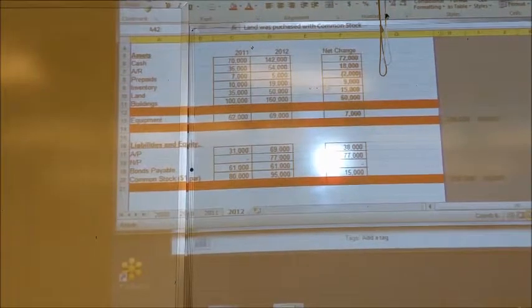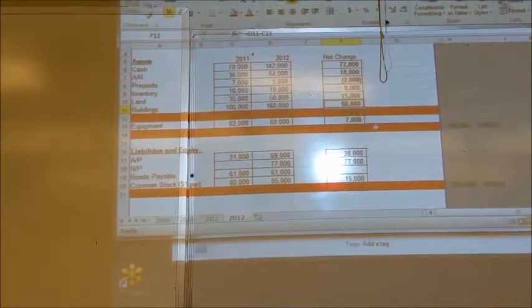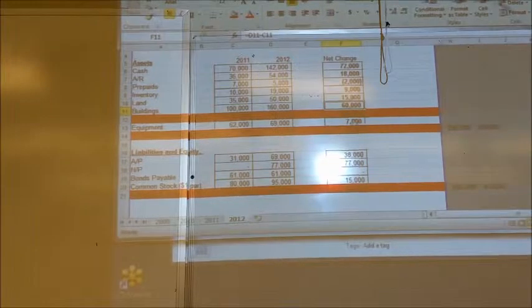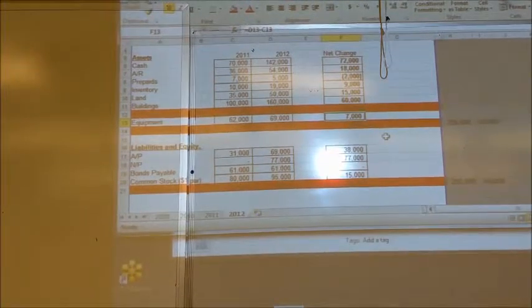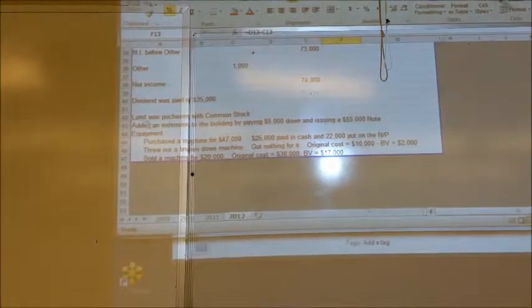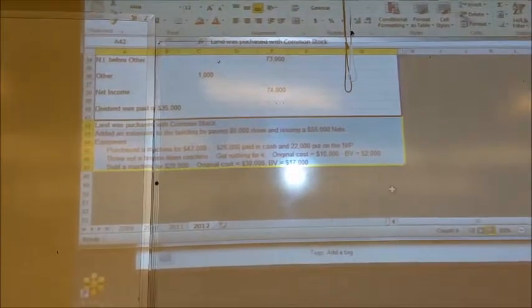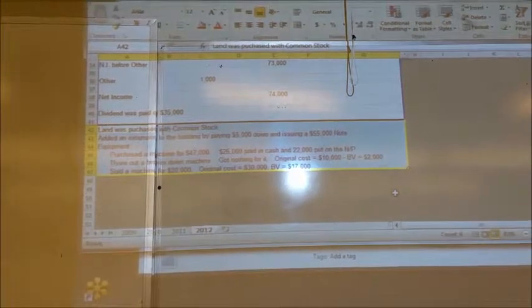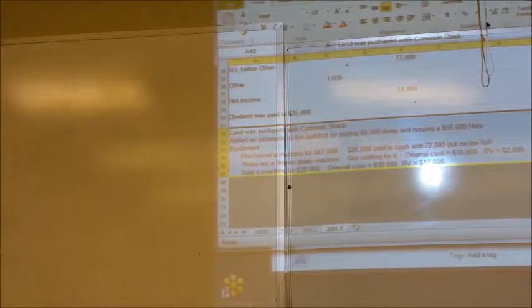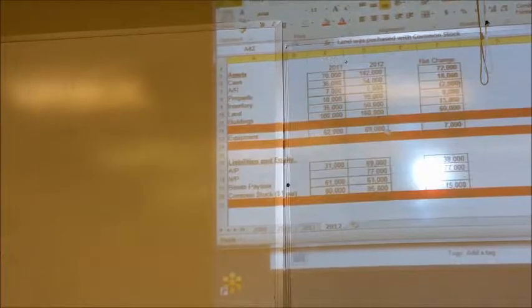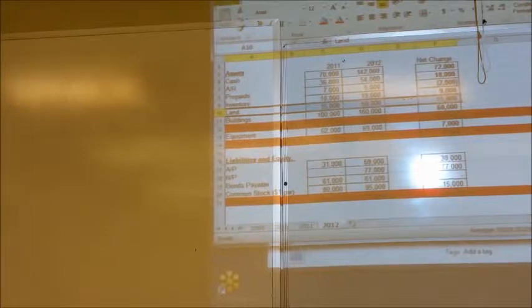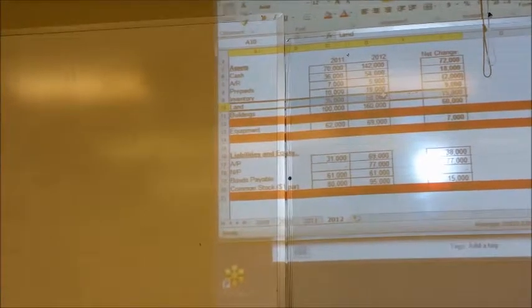up here to help explain why did my building go up by $60,000? Well, I should be able to explain some of that. And equipment, what all happened here? So we're going to go down here to these guys. And let's do the first journal entry. Land was purchased with common stock. Okay, so I need to go back up and look at my land account. Land went up by $15,000.